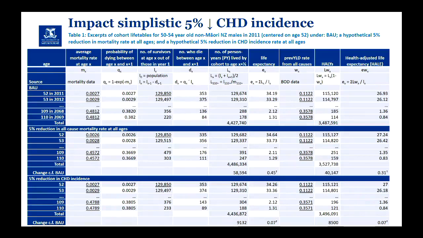So here we go, there's the business as usual, there's the 5% reduction all-cause mortality rate at all ages. We've already done this one. Now for the 5% reduction in coronary heart disease incidence, what we're doing is, see these numbers here? That's the mortality rate in the intervention arm.